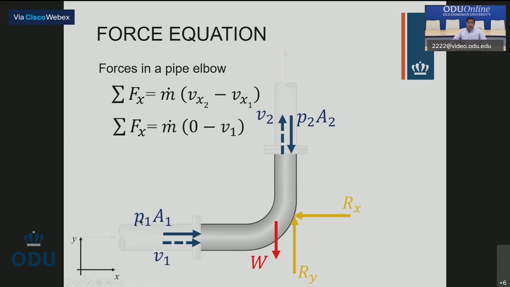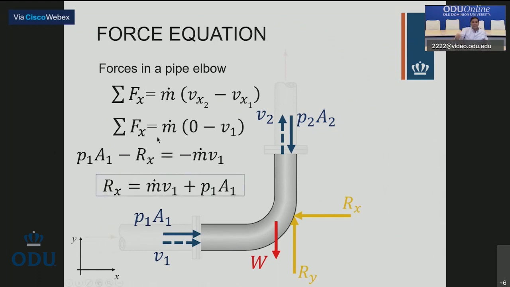And then P1 and A1. So I have those two forces in the x direction, and this is what I do. P1, A1, positive, Rx, negative. Okay? And that ends up giving me this equation. That Rx, this Rx, has to be equal to the flow rate times the velocity of the fluid plus pressure 1A1. Does it make sense?